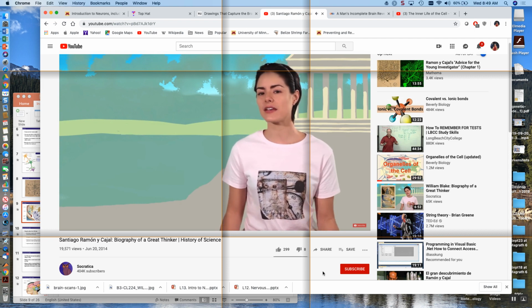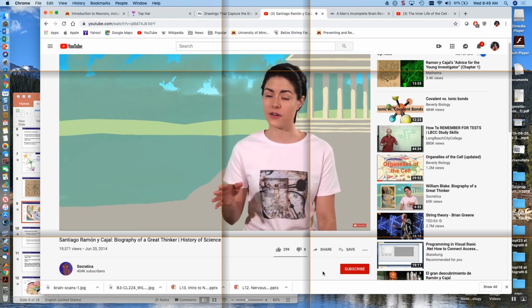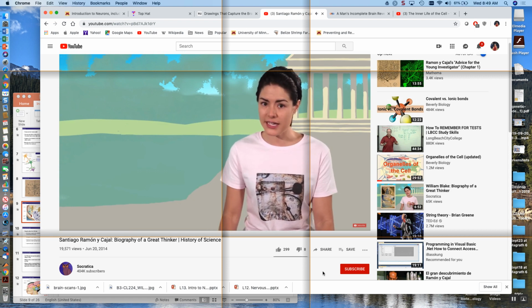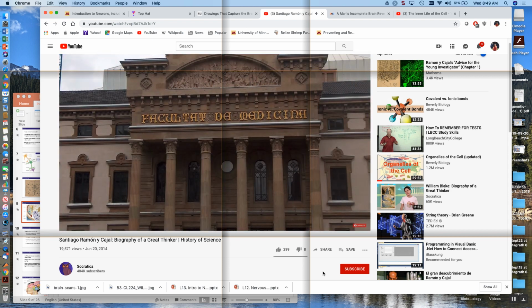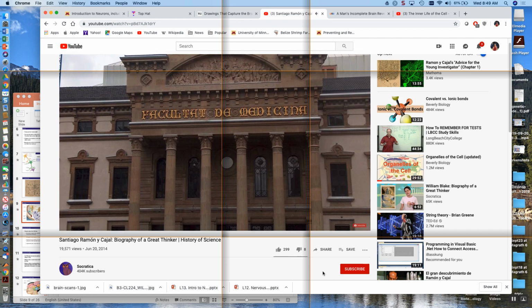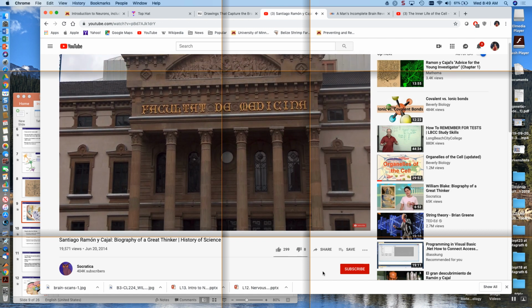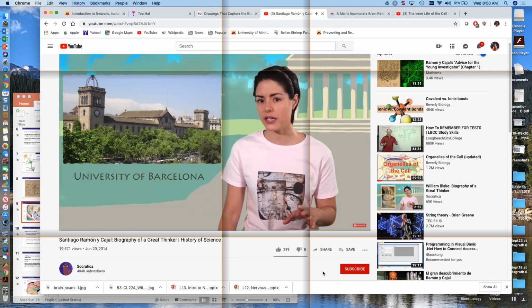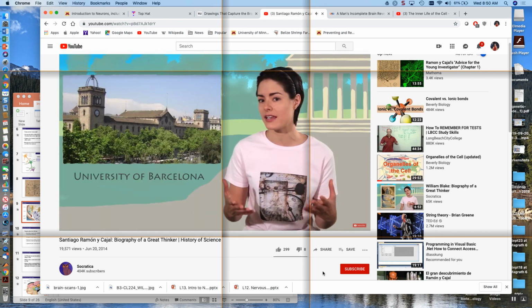He pursued his doctorate in medicine in Madrid and became an anatomy professor at the University of Valencia, then the University of Barcelona, and finally at Madrid University. It was during his time in Barcelona that Ramon y Cajal learned of a new development in histology, the investigations into the microscopic structure of tissues.